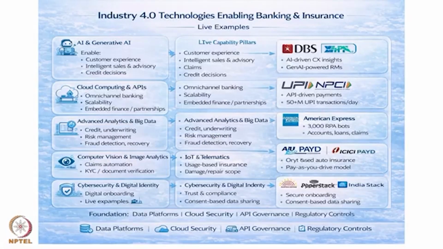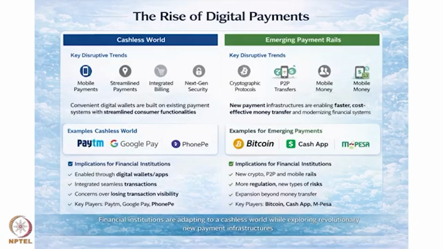There is another slide giving some examples. On the right hand side, you can see how these capabilities are being used: banks like DBS using cloud computing and API facilities, and UPI and NPCI using them for rolling out UPI. One advice from my side: after looking into all these examples, in case you are interested, you can try to study how these use cases have been developed or are being used by these companies or banks.